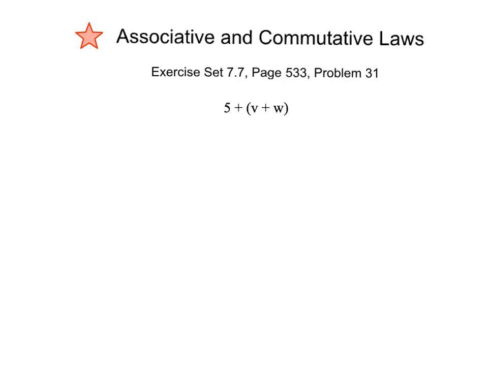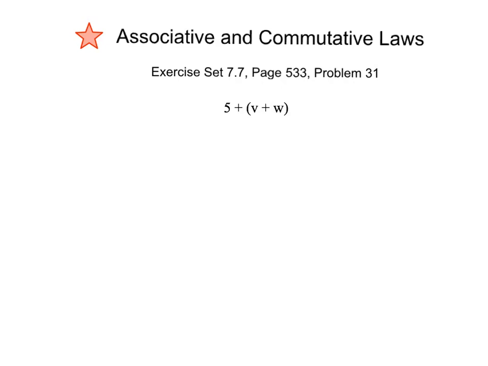Okay, so we're going to have a look at problem number 31 out of your course pack. It's part of exercise set 7.7 on page 533. This question asks us to use the associative and commutative laws in combination to create equivalent expressions to this expression here. Before we do that, I just want to talk a little bit about what these laws are and what they mean.